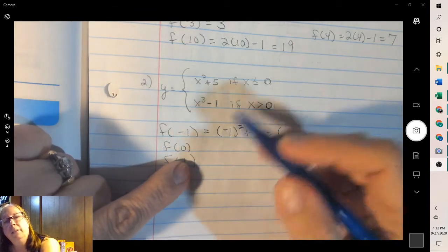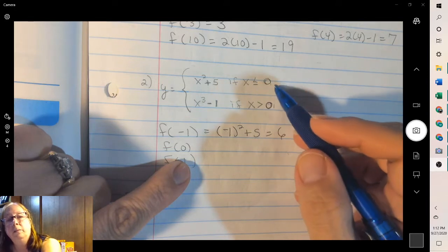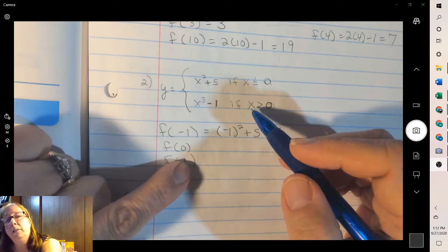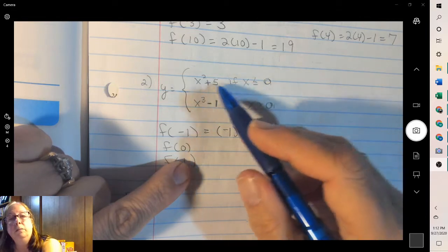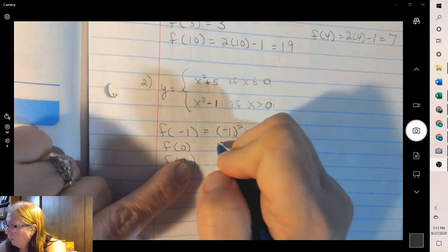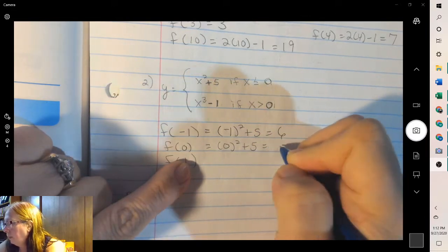Next one, you're plugging in 0. If we plug 0 in here, 0 is less than or equal to 0. Doesn't work here. 0 is not greater than 0. It needs the equal to. So again, we use the top one. 0 squared plus 5 is 5.